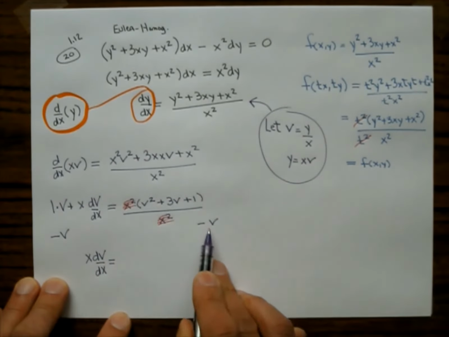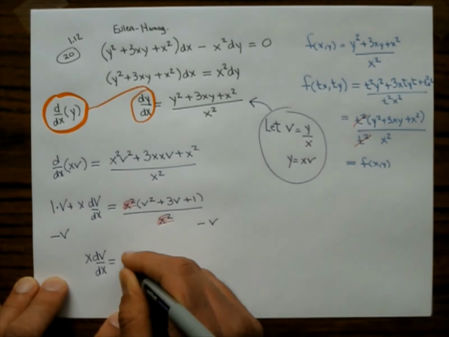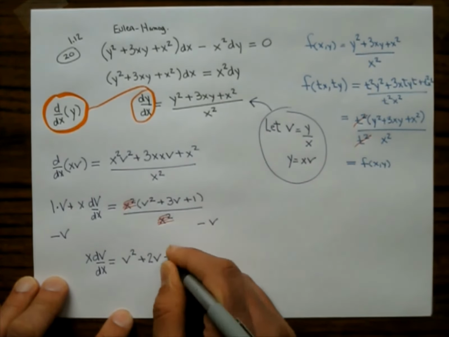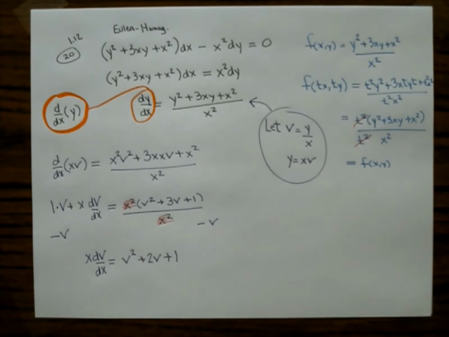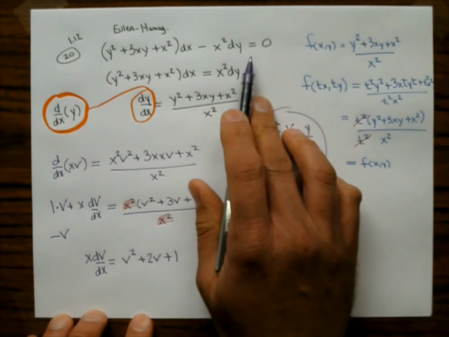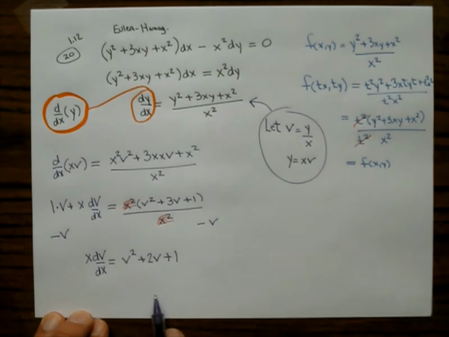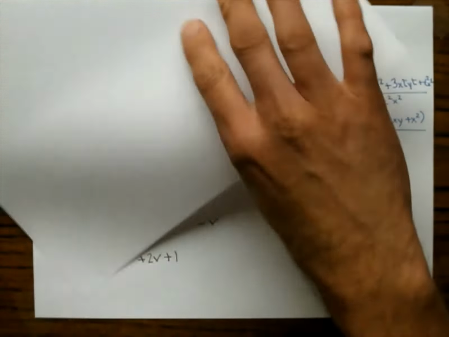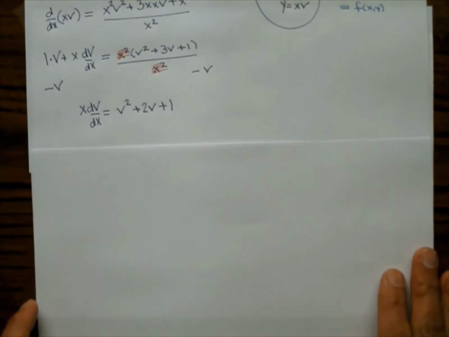So I'm going to combine the 3v and the minus v, and this is going to be v squared plus 2v plus 1. Okay, so what we've done is we've just tricked this differential equation, which was not separable, into being a separable differential equation. So the next thing I'm going to do is separate this. We'll use another piece of paper.